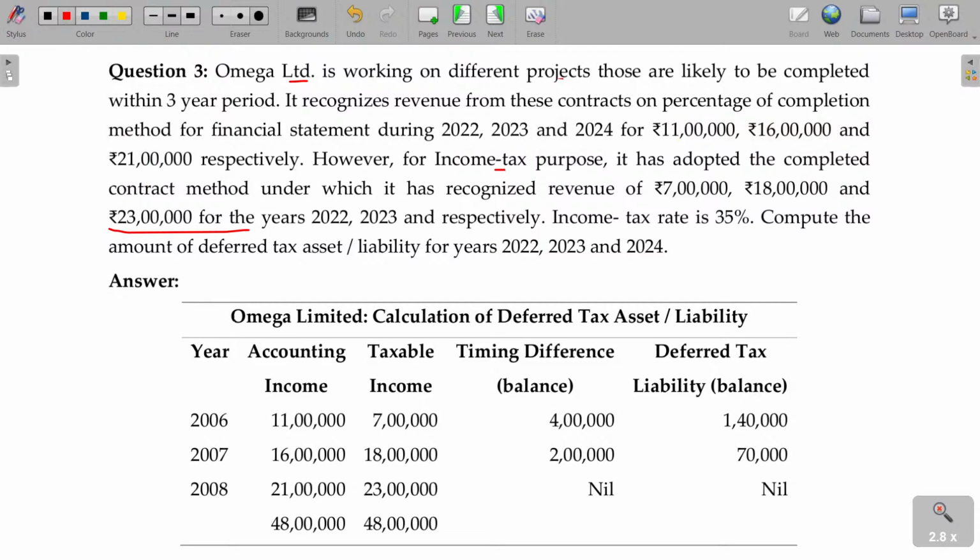Clear? So this is the percentage completion method. Here, the completed contract method. As per the percentage completion method, 11, 16, 21, 48 lakhs is the profit for the contract over the 3 year period. Under the completed contract method, for taxation purposes, it is 7, 18 and 23, also 48 lakhs, but the income may be totally different between these two. If you calculate the tax on this, this is called tax expense. This is the accounting profit. In case of income tax purposes, this is called current tax.